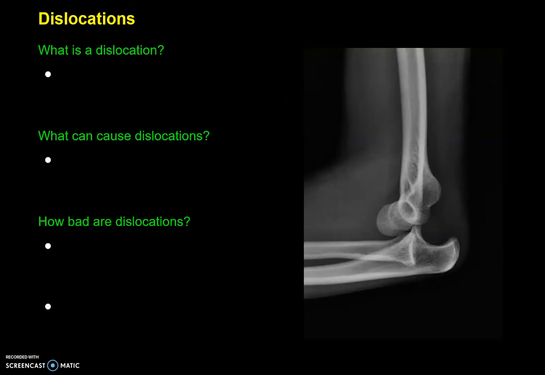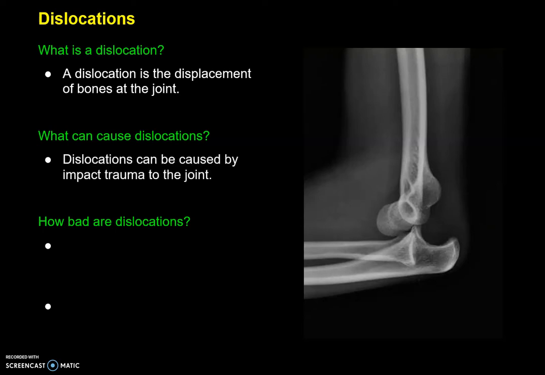So let's take a look at some common ways bone can be damaged. The first is a dislocation. A dislocation is the displacement of bones at the joint. So what can cause dislocations? Dislocations can be caused by impact trauma to the joint.